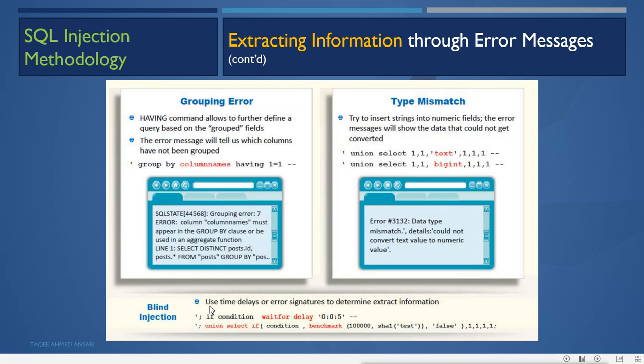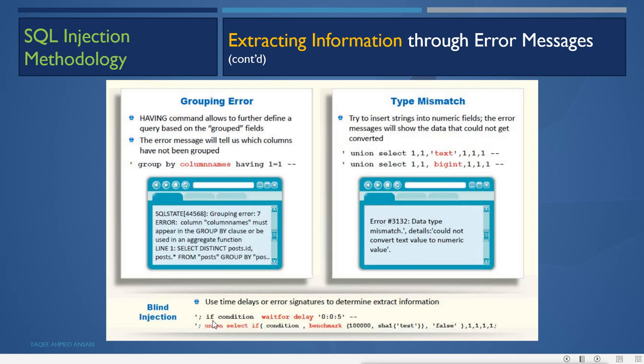Then blind injection. Blind injection means using time delay or error signature to extract information. So the attacker can use the time delay option for the query. Blind injection we do when we are not seeing the default errors, we are seeing custom errors. So when we see the custom errors, that means what? We will not be able to extract the information from the errors. So the attacker can do the blind injection where it will not see the errors. So it can use the time delay or it can use the error signatures.